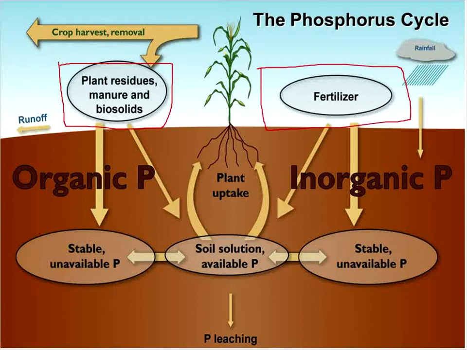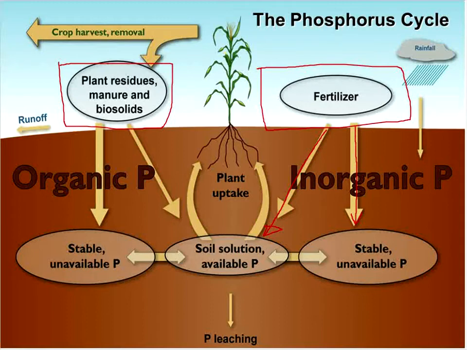All right. So in both cases, organic sources or inorganic sources, where a material is applied to the surface of the soil, you have a couple of different pathways of where that material can go. So we come down and the fertilizer goes into a stable, unavailable pool of phosphorus, or it goes into something we call the soil solution. Now, what is the soil solution?